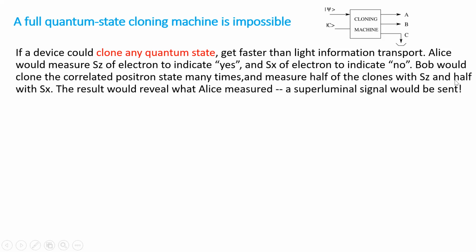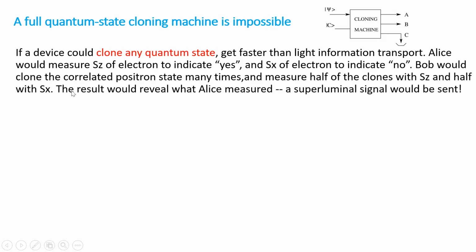So in that case, Bob could look at the half that he measures with SX, and those should each be in a definite, the same state, because that would mean that Alice had measured SX of the electron, and that would put it into either SX spin up or SX spin down, which would put the positron and all of its clone states into SX spin down or spin up.